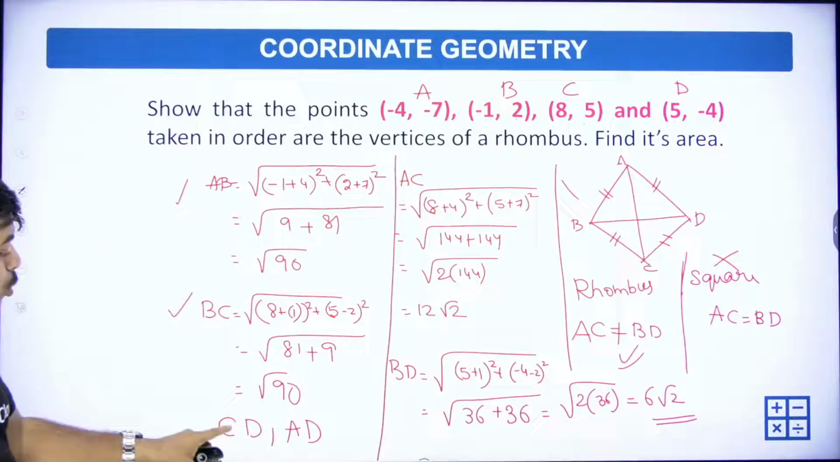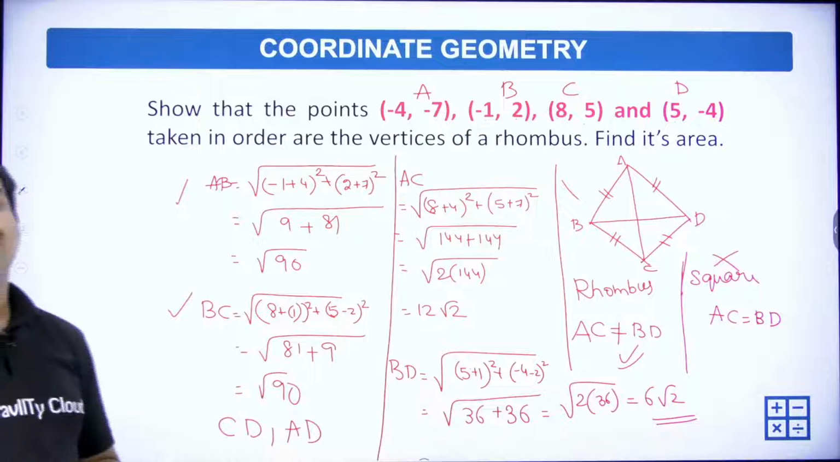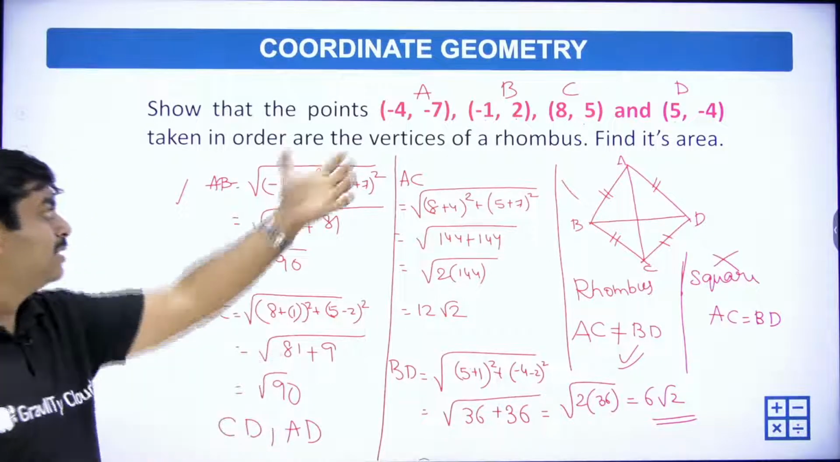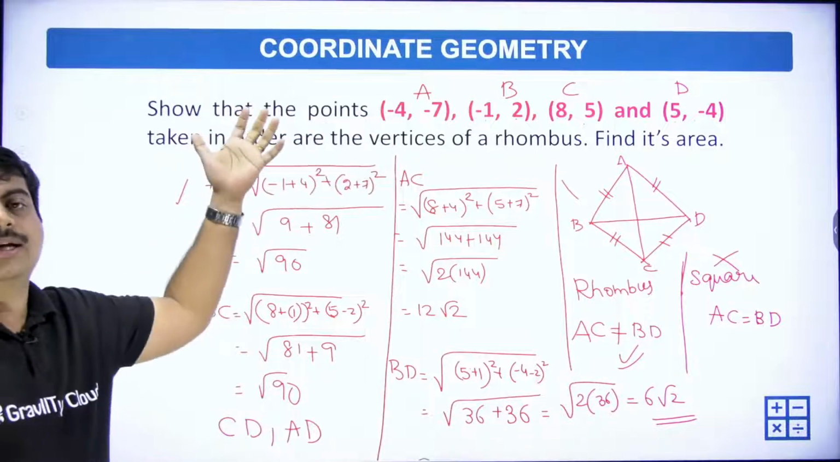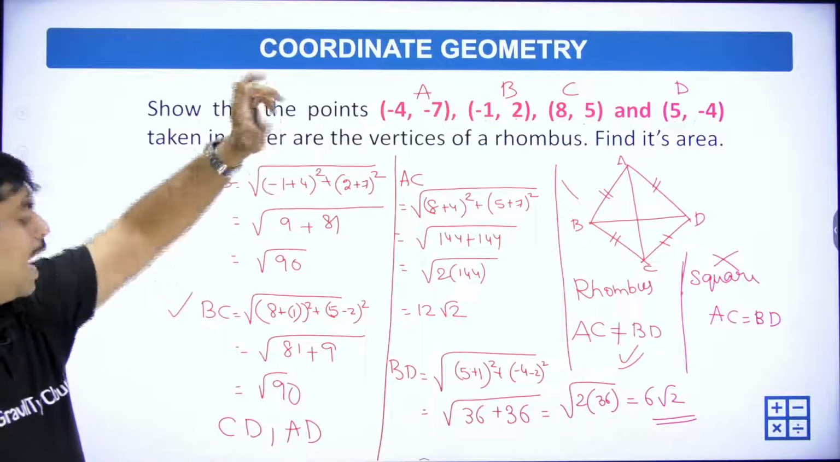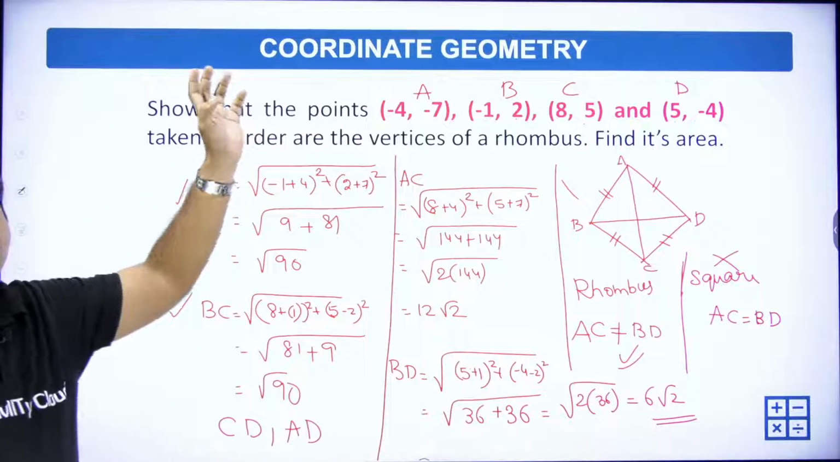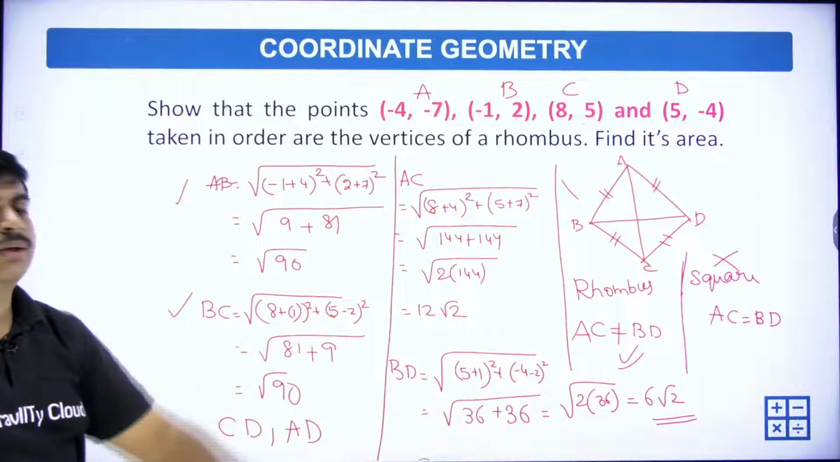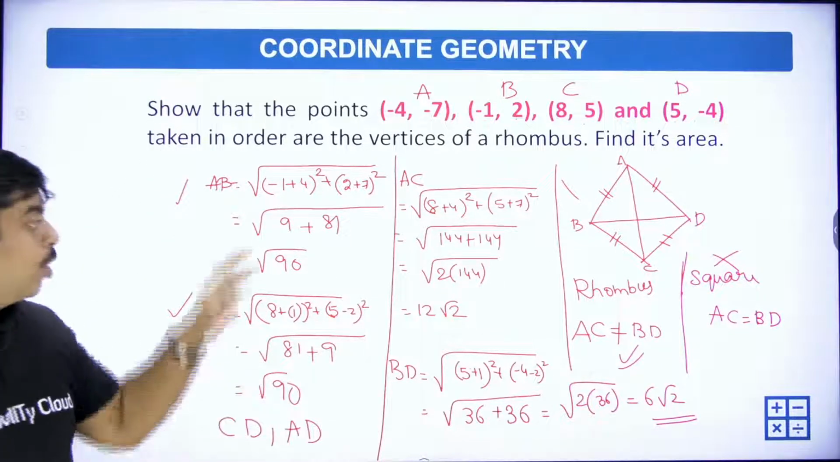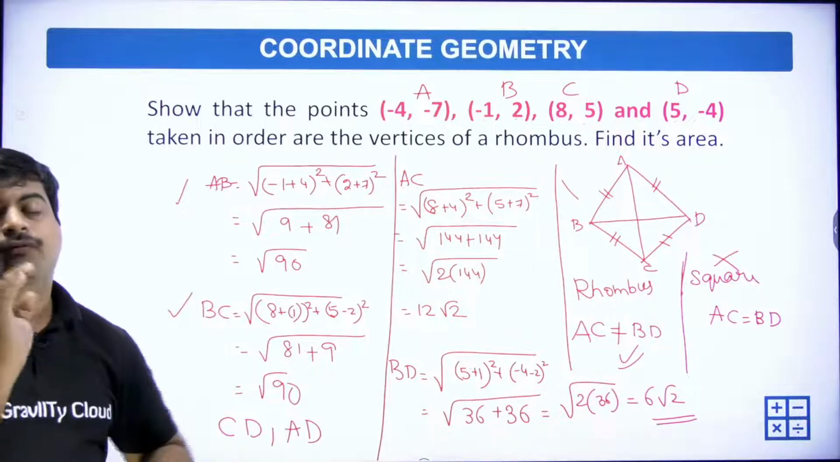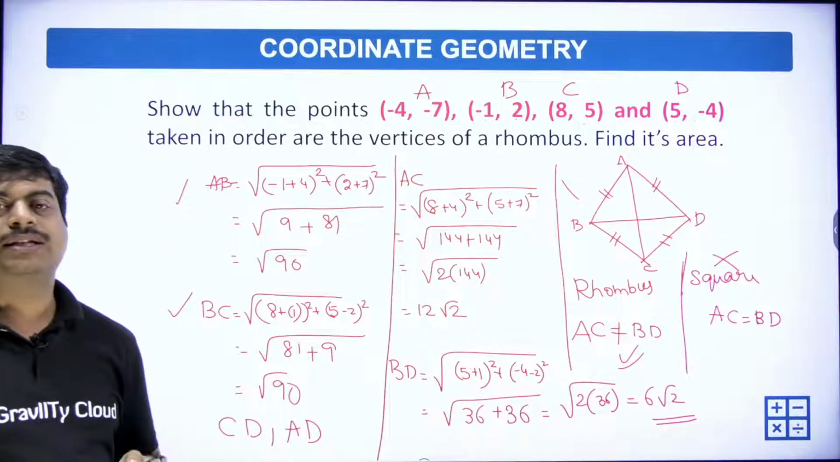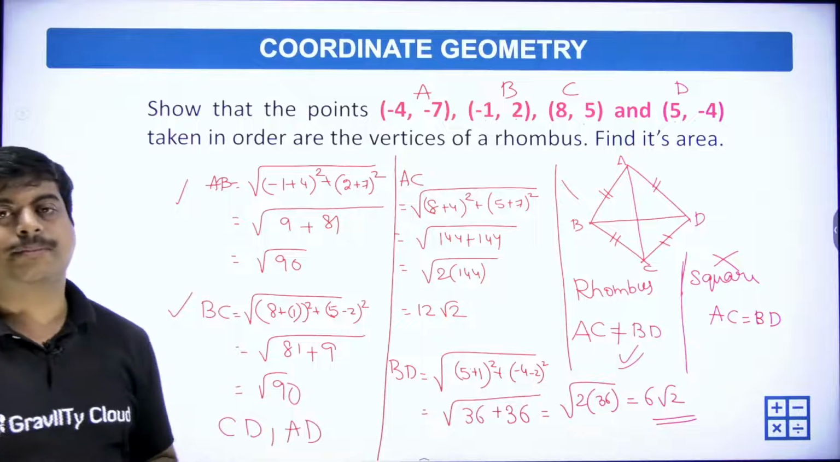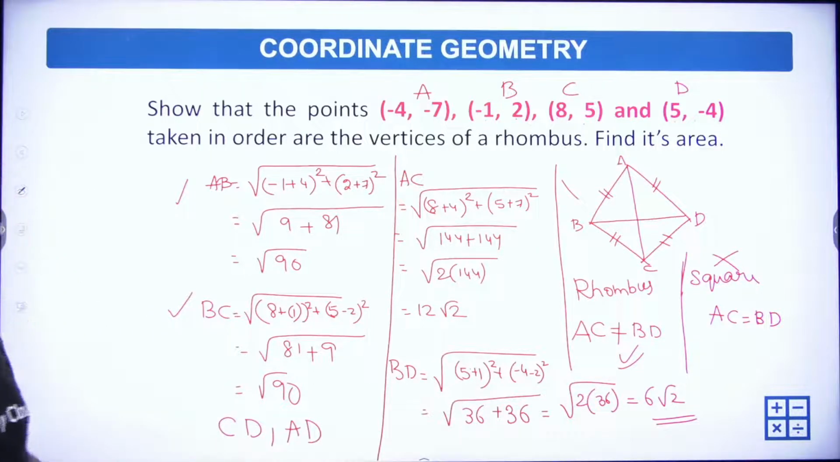I didn't do CD and AD, but please try to verify the value of CD and AD. Just try to find the distance between the points C and D, and A and D. Once you find these distances, you can say whether all the sides are equal or not. If sides are not equal, then right there you can say that it is not forming a rhombus, right?